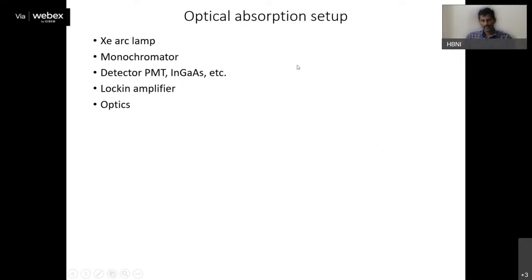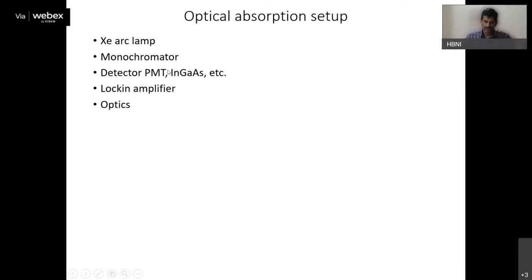Typical optical, now we will see what will be your optical absorption setup, what are the various components. You have a white light source, which gives photons up to a very high energy, say up to visible. So you have a UV-visible source, that is a xenon lamp of high power. Then you monochromatize this using a dispersive monochromator, and then you put a sample, and after that you put a detector depending upon the energy range.